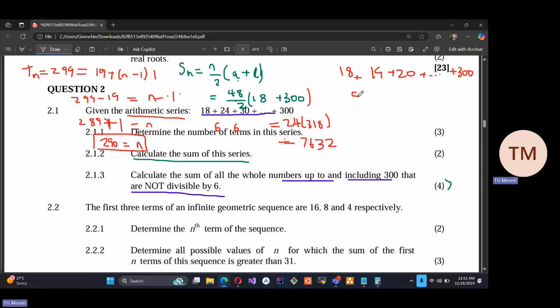So the sum of all numbers will be ST, which I'll call the sum of total numbers, and then the number of terms, which will be n. The number of terms will be calculated the same way. So we will use 300. I'll use a different marker. 300 is equal to the first term 18 plus n minus 1 multiplied by the difference of 1. So 300 minus 18 is going to be 282.